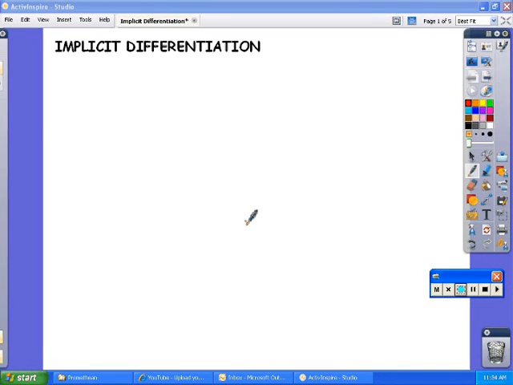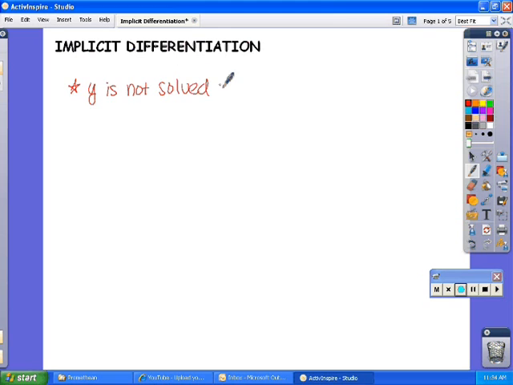So I'm going to try to do a review of implicit differentiation. I'll be using the notes that you had in class. Hopefully this will help fill out any gaps that you might have. Implicit differentiation is a way to find derivatives when y is not solved for.